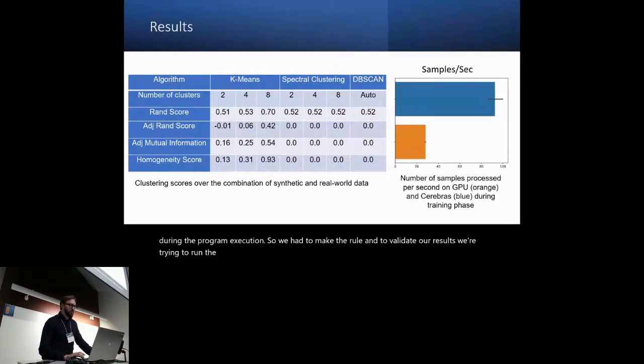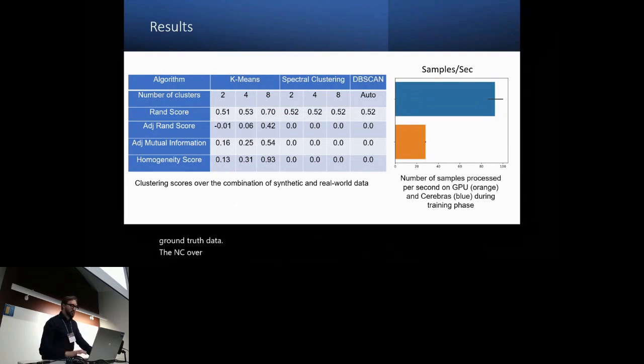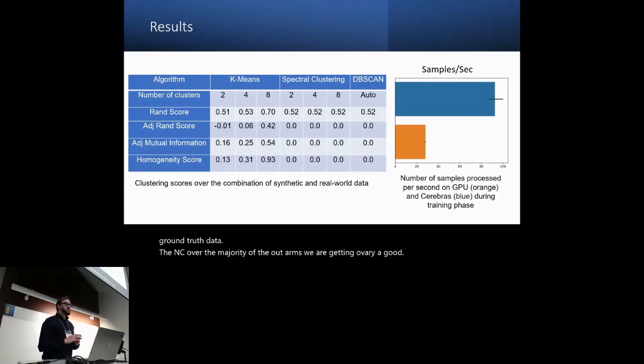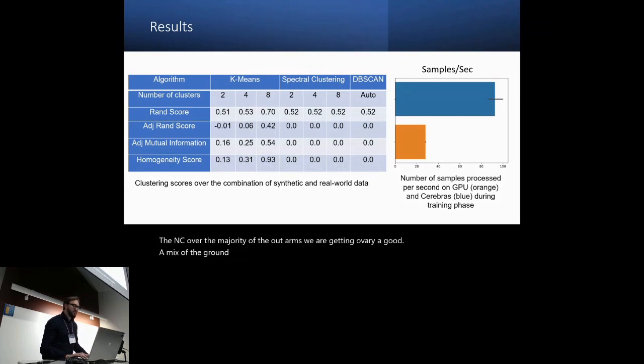And to validate our results, we tried to run an unsupervised learning algorithm and see the split among the synthetic and ground truth data. So you can see for the majority of the outcomes, we are getting a very good mix of the ground truth and the synthetic data, but sometimes, and it means with a large number of clusters, the algorithm still can identify the synthetic data as a separate cluster.